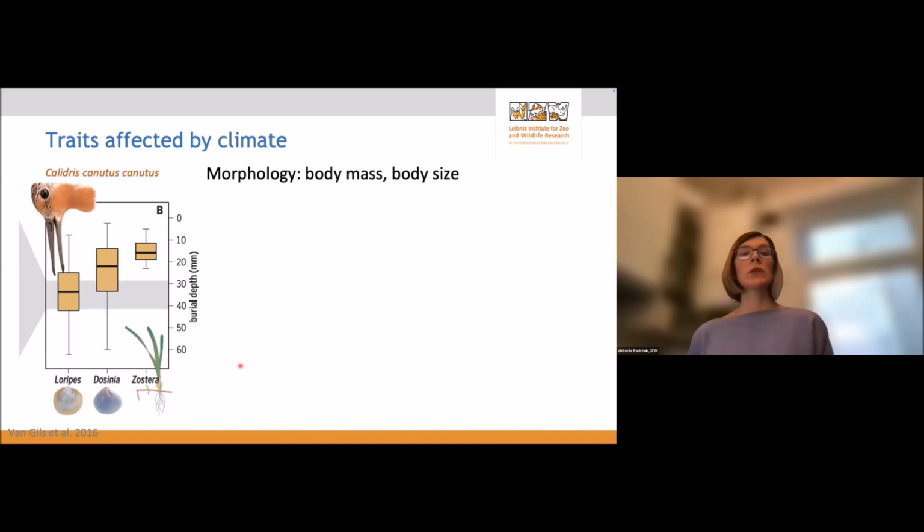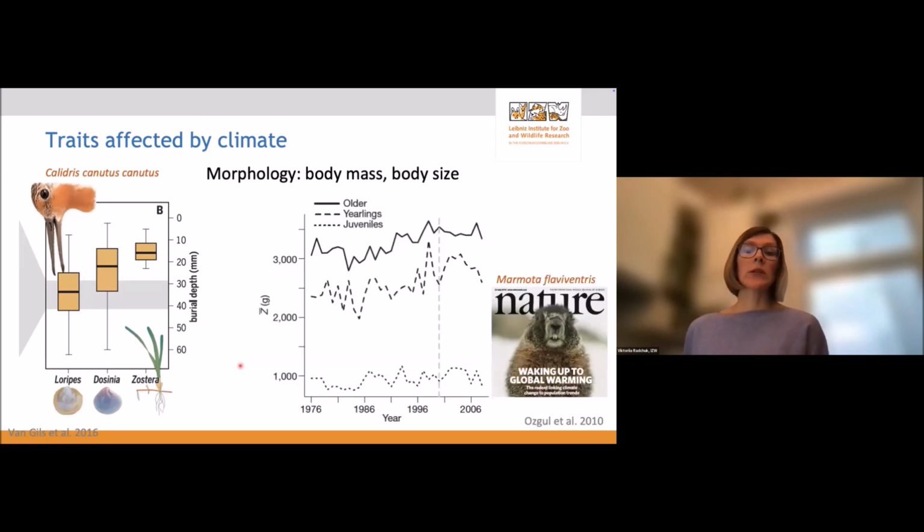Another group of traits whose responses to climate are quite well studied are morphological traits, for example, body size and body mass. There are some studies showing that these traits are decreasing with warming temperatures. For example, the bills of red knots have shortened with warming temperatures and earlier snowmelt dates. However, for other species, an increase in body mass was recorded with warming temperatures. A prominent example is the yellow-bellied marmot. Individuals of this species started to emerge earlier from hibernation in response to warming temperatures, which led to longer growing seasons and respectively heavier individuals.